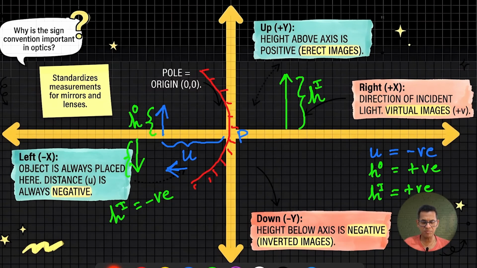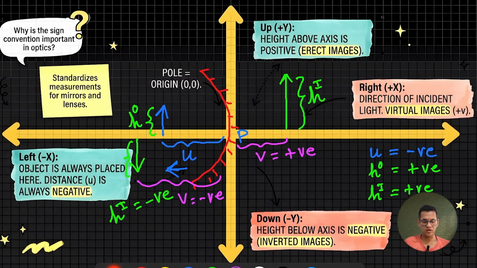The same thing really applies to the value of V. Now V is the distance of the image from the pole of the mirror. For example, this is V, and even this distance can be called V depending upon where the image is formed. If the image is formed behind the mirror, which is a virtual and erect image in case of mirrors, we'll take V as positive. But if the image is formed in front of the mirror, we'll take V as negative.